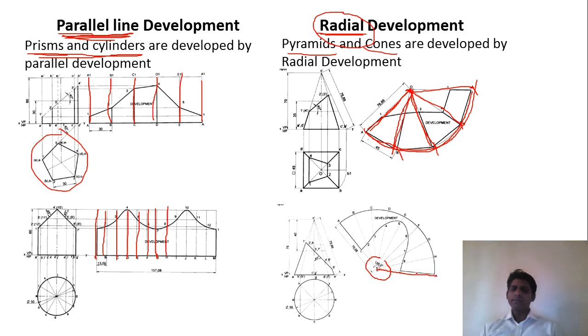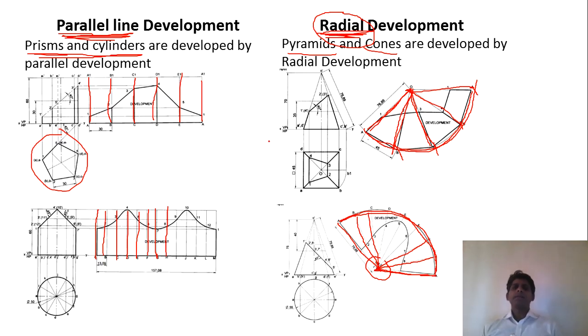Again, you see that you have this as the radius, this is also a radius, and this is also a radius. All these lines are nothing but generators. I will be explaining all of this in detail in the subsequent videos. Then we draw this particular part of the circle, and all these lines are like the radii of a circle. So we call this radial line development.